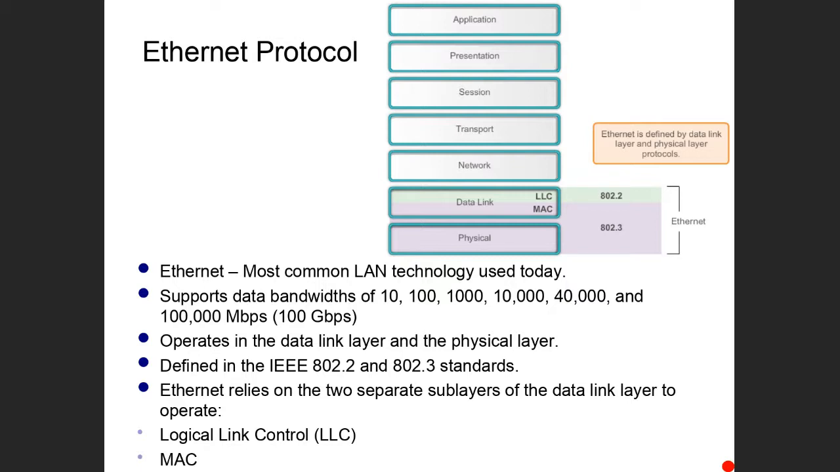Or maybe it might be flashes of light through a fiber optic cable, or it might be radio frequency energy with Wi-Fi. So many different speeds are supported. So Ethernet is really split into two layers.